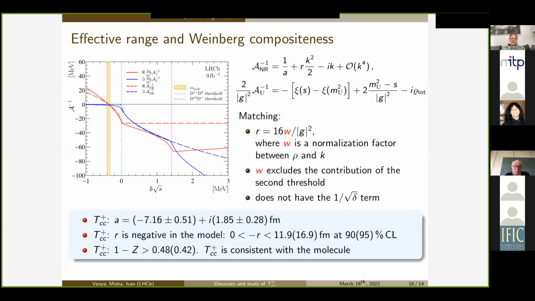Okay, here you express R just in terms of this 16W over G squared. But when I look at the line above, this matching formula for the a to the minus 1, in the square bracket there's this term psi of s minus psi of mu squared. Why don't you consider the contribution of this one to the effective range?